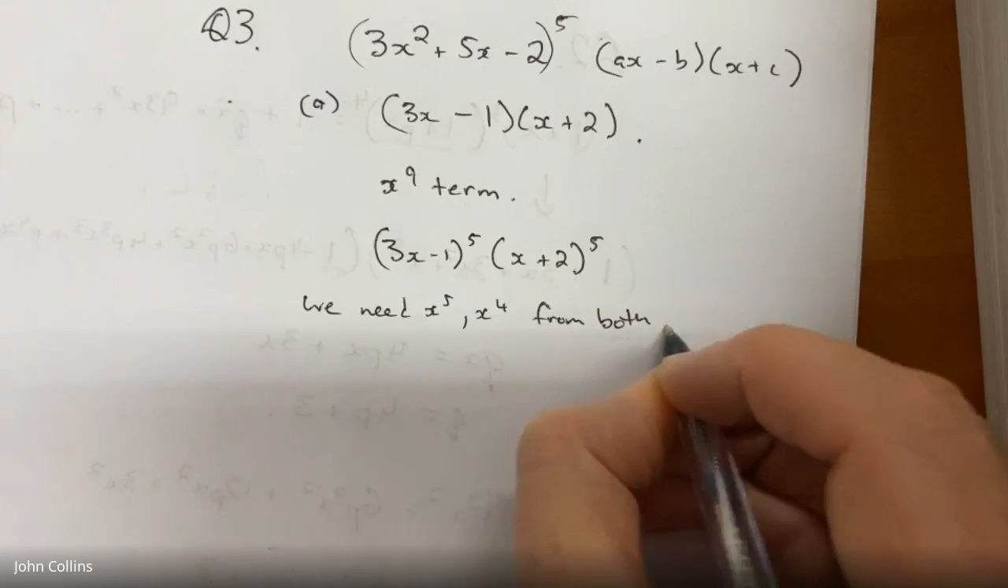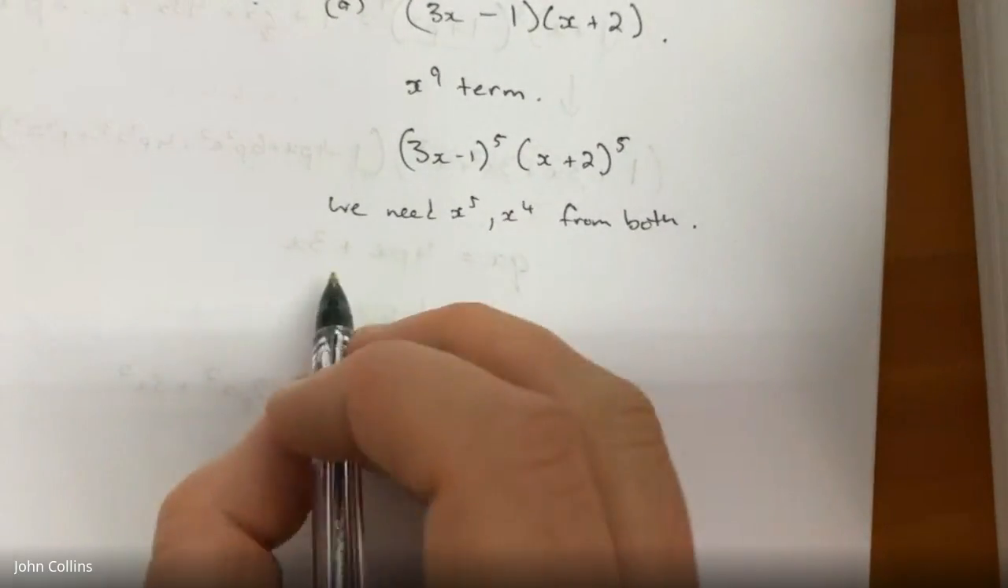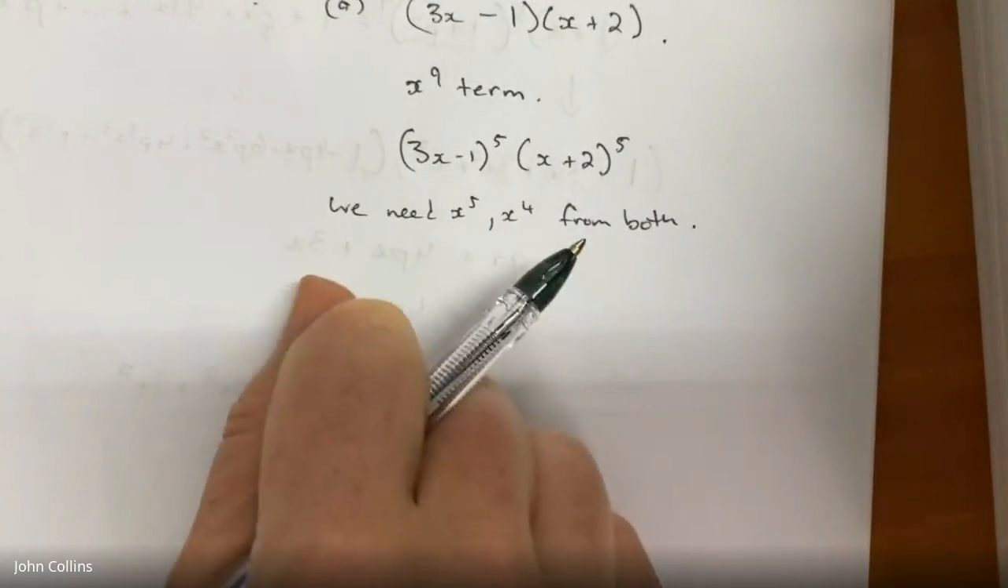Don't need anything else. Yeah. Because it will multiply to give x to the 9. Okay, so let's do that. So from the first one, the x to the 5 is just going to be 3x to the 5. And then the x to the 4 is going to be 5 choose 1. So 5 times 3x all to the 4 times negative 1.